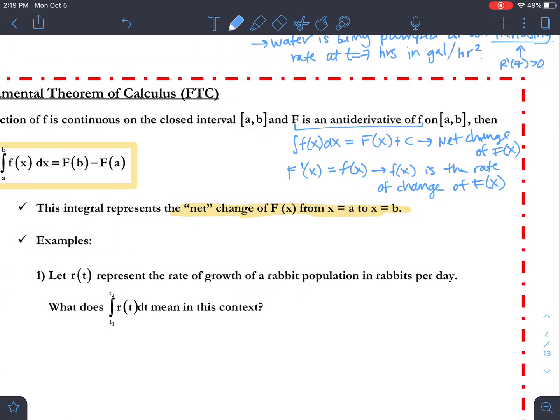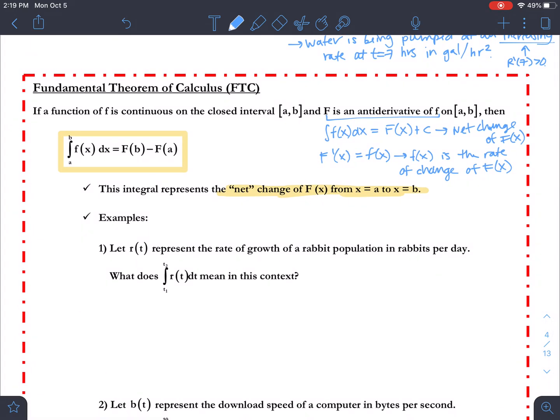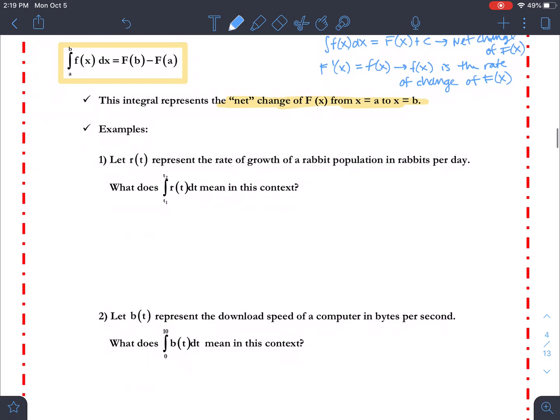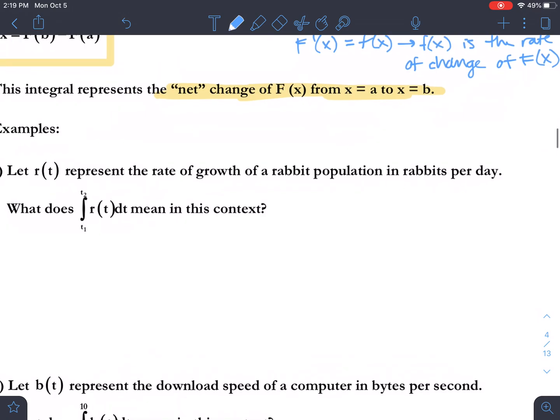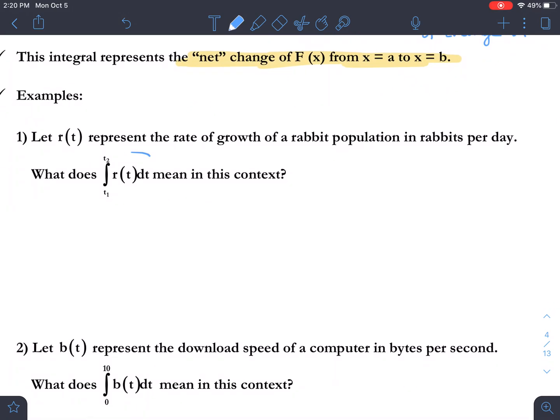And so we're going to talk about this below with a rabbit population and the download speed of a computer. Same thing as above. We're not going to actually calculate anything right now. We're just going to figure out what the context is. Okay, so let's look at these three down here. We're just going to mention what's going on and what this represents. So what does the integral of r of t dt represent? It says let r of t represent the rate of growth of a rabbit population in rabbits per day. So r of t is in rabbits per day. What does the integral from t1 to t2 of r of t dt represent?